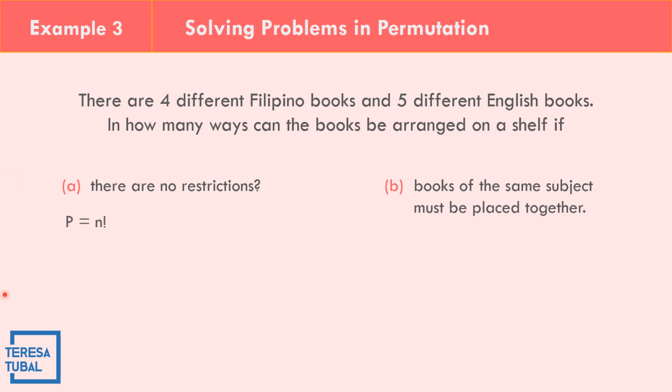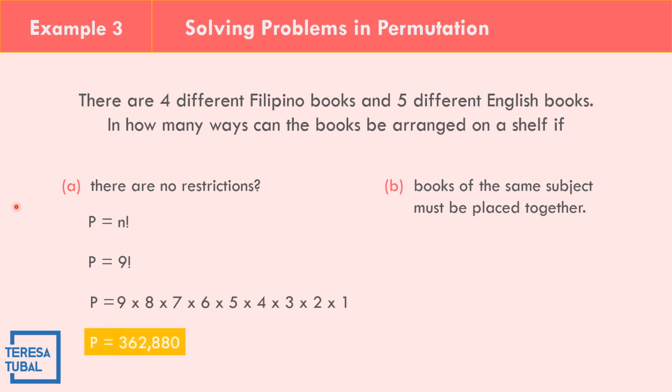So the formula, P is equal to n factorial. It means no restrictions, so pwedeng mag-combine yung Filipino books and English books. So 4 plus 5, we have n equal to 9. So P is equal to 9 factorial. And the 9 factorial in a factored form is equal to 9 times 8 times 7 times 6 times 5 times 4 times 3 times 2 times 1. If we multiply all those numbers, the answer is equal to 362,880 ways.